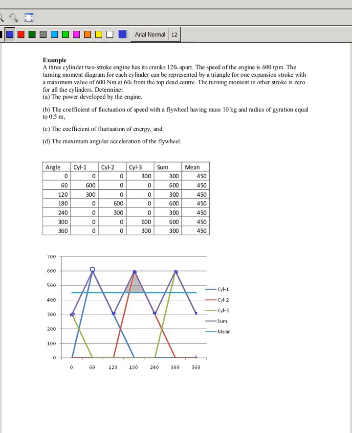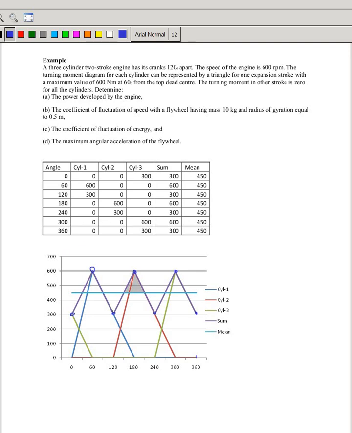So 600 it decreases in 120, so from 300 to 60, it's 120 it decreases by 600, so in 60 it decreases by 300, so from 600 it comes to 300. So this point also you can find out.